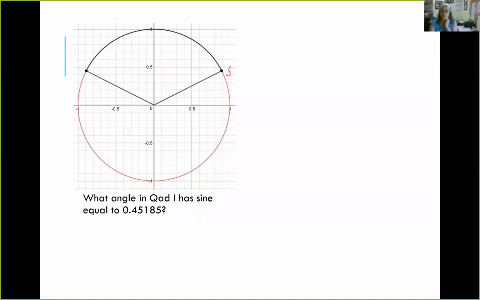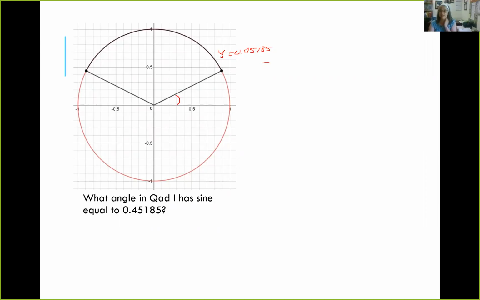This is y equals 0.45185 meters above the center of the eye. So all I've got here is a unit circle, and I've just drawn the 2 points that we care about. What we're trying to find is this angle. Once we find this one, then we can find the other one, right? But since we're working with sine, we know we've got to find this one first.